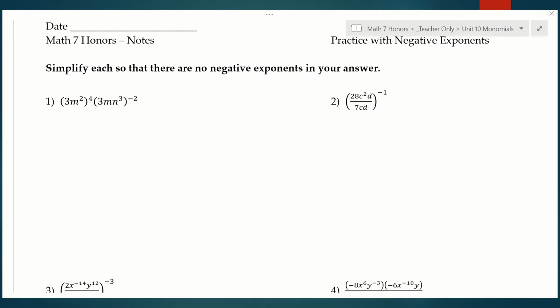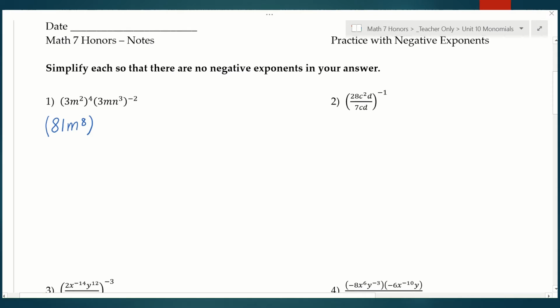So starting with number 1, when I see this, the first thing I think of is, okay, I really want to take care of those double exponents that I see here. So I have a 3m squared to the 4th power. I'm going to take care of that first. So when I do this, I have to take 3 and raise it to the 4th power. So 3 times 3 is 9, 9 times 3 is 27, and 27 times 3 is 81. So this first monomial is going to be 81, and then I would get m to the 8th, because remember we multiply our exponents.